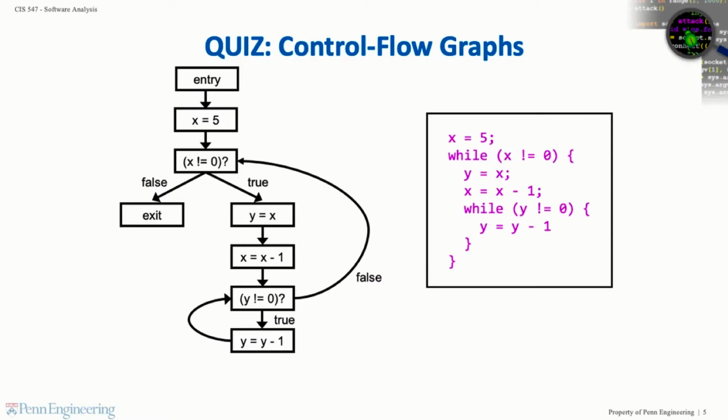The program corresponding to this control flow graph has two variables x and y. It initializes the variable x to 5 and then executes a nested while statement. The outer while loop decrements x in each iteration and terminates when x becomes 0. Also, at the start of each iteration, the variable y is initialized to the current value of x. The inner while loop decrements y in each iteration and terminates when y becomes 0.